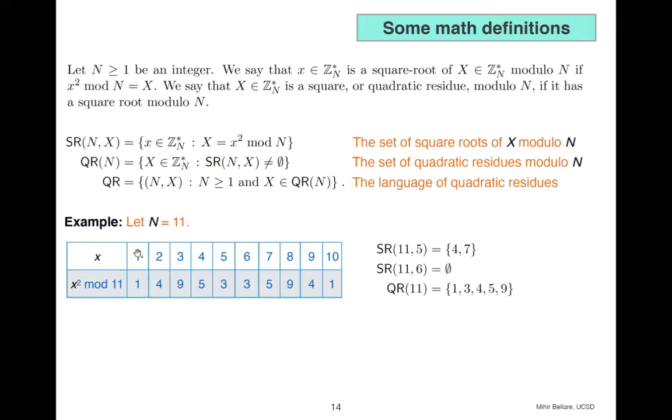So what I did here is I wrote down all possible x's in Zn star, and I just squared all of them. Of course, squaring is mod 11. So 1 squared is 1, 2 squared is 4, 3 squared is 9, 4 squared is 16, 16 mod 11 is 5, 5 squared is 25, 25 mod 11 is 3.